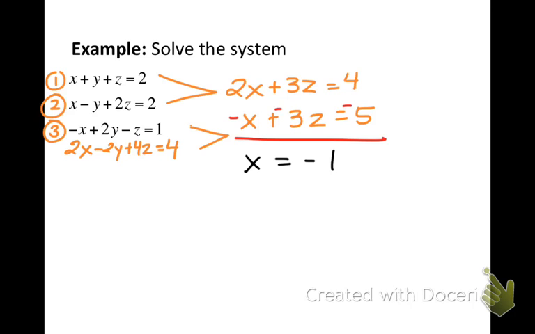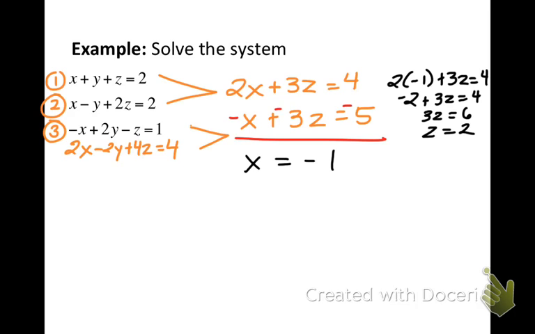So now plug this back into one of these two equations that we just used. Which one do you want, first or second? First, okay, so plugging in a negative 1 for x, 2 times negative 1 plus 3z is equal to 4. So negative 2 plus 3z equals 4. 3z is equal to 6. Z is equal to 2.